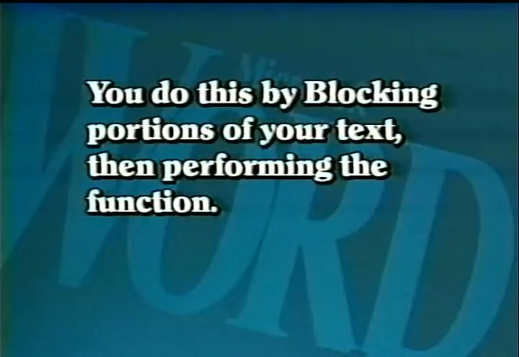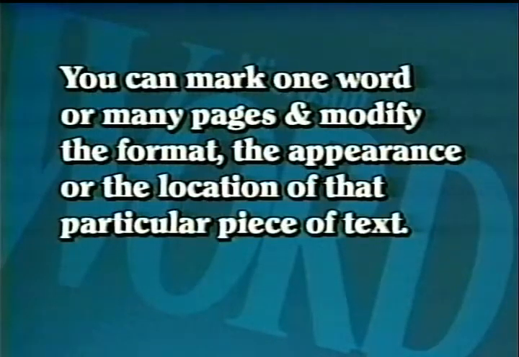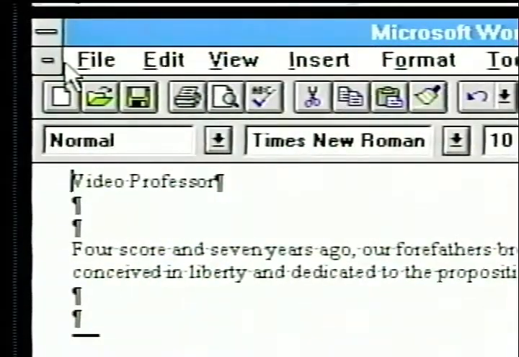The way to do this is by blocking portions of the text, then performing any of the many functions available. You can mark one word or many pages and modify the format, the appearance, or the location of that particular piece of text. Text is blocked by highlighting. This can be done with either the mouse or the keyboard.